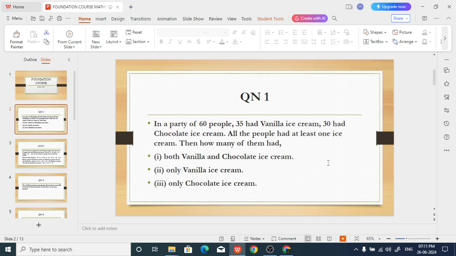In a party of 60 people, 35 had vanilla ice cream, 30 had chocolate ice cream. All the people had at least one ice cream. Then they have got 3 questions. How many of them had both vanilla and chocolate? Only vanilla, only chocolate. So now you have to understand the question first, then we will try to answer. Understanding the question first is very important. Okay? Can anybody read the question once?